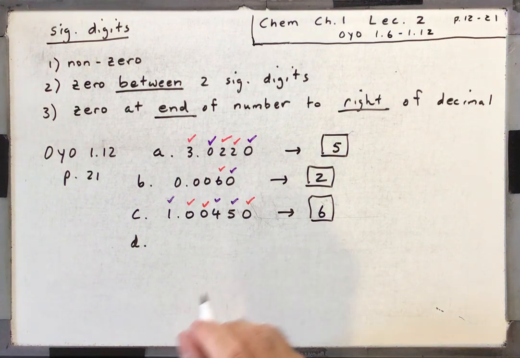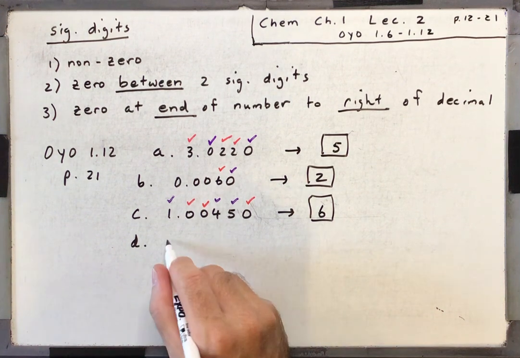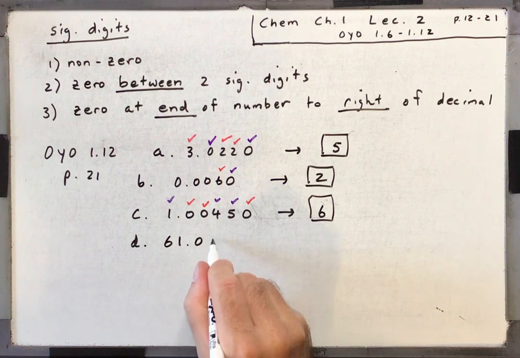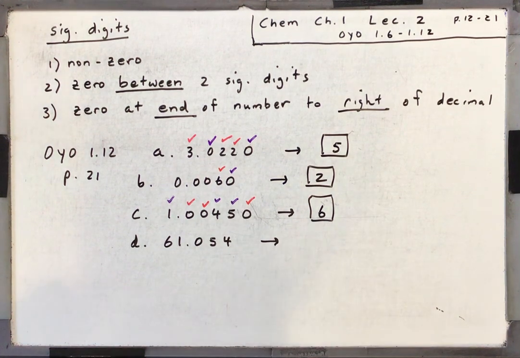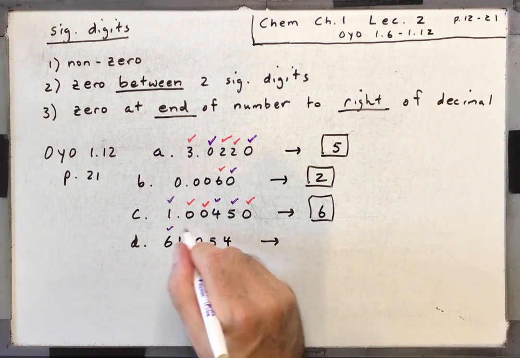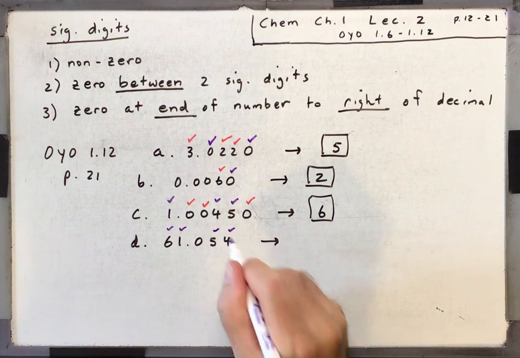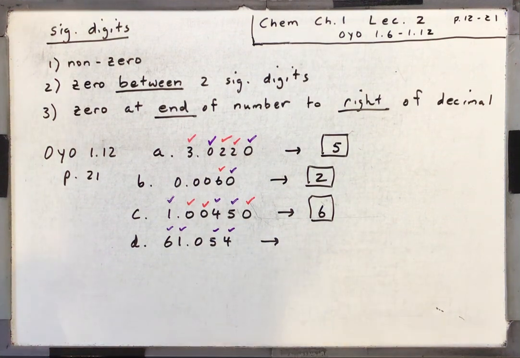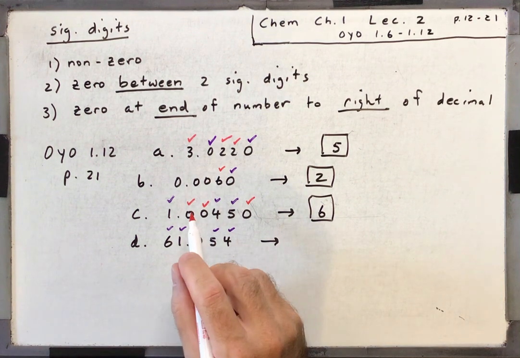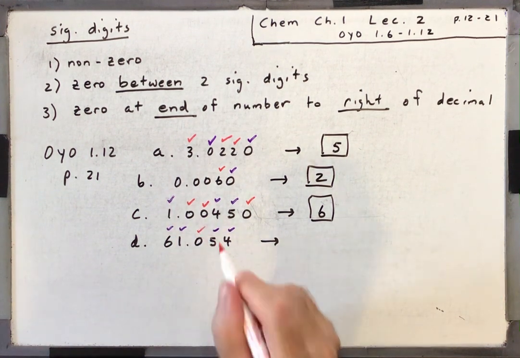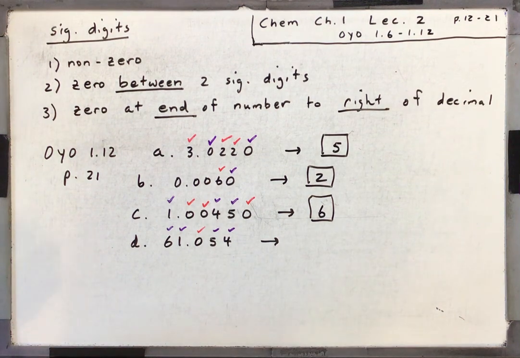All right, let's try D. That's 61.054. Okay, I think you'll find this one pretty easy. We know that the 6 is, the 1 is, the 5 is, the 4 is. It's just about that 0 there. Is that 0 significant? Well, it's between two significant digits. It meets rule number 2. So this one is 5.